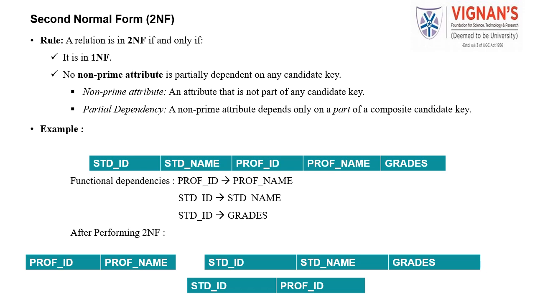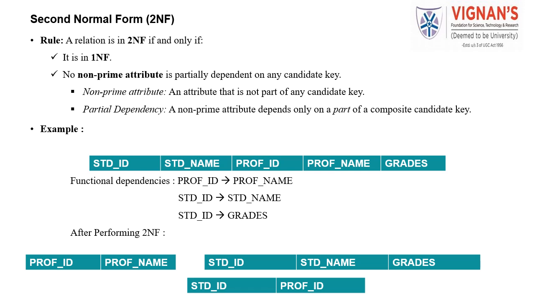Table 1, Professor Table. Professor ID, Professor Name. This table stores professor details. Table 2, Student Table. Student ID, Student Name, Grades. This table stores student details. Table 3, Student-Professor Relation. Student ID, Professor ID. This table shows which student is taught by which professor.